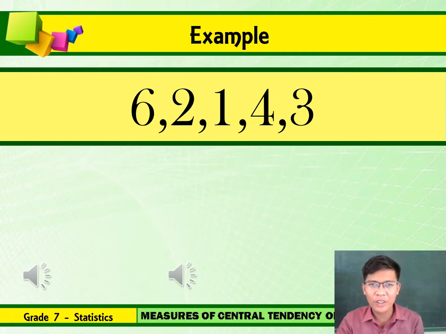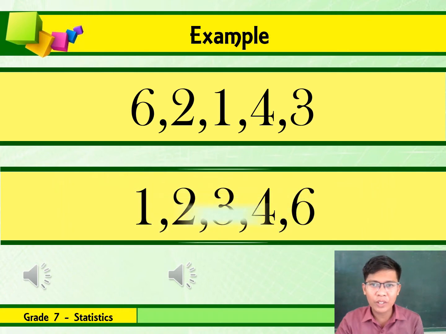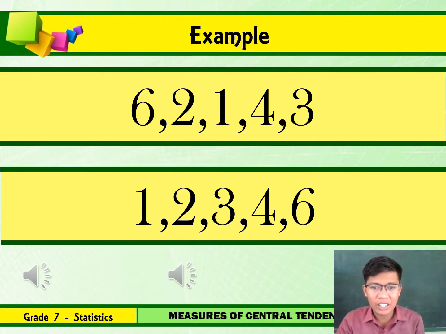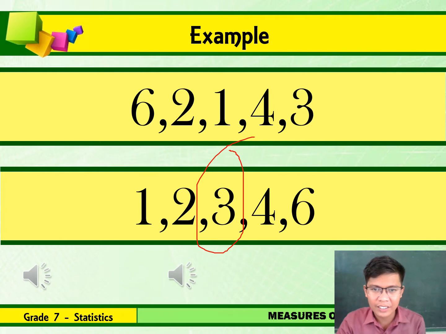That's right. Very good. It is important to arrange first the set of data from least to greatest to get the median or the middle value. And as you can see, if we arrange our given data, we have 1, 2, 3, 4, and 6 respectively. And finding the middlemost number, we have 3. Correct.